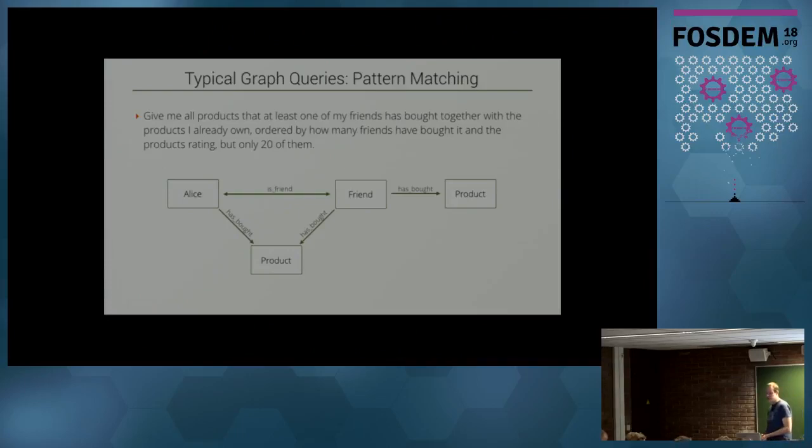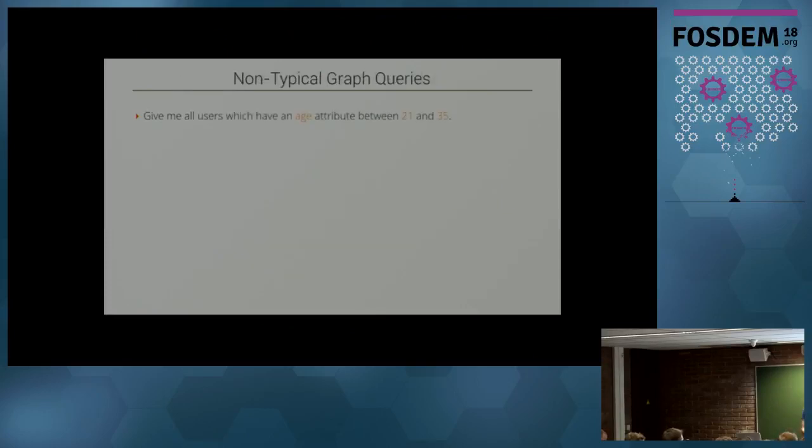Or, and now we make it a bit more complicated, give me all the products that at least one of my friends has bought, together with the products that I already own, but only 20 of them, or limit them by price, or whatever. And you see where this is going? This is a super simple recommendation engine, because probably what my friends buy, together with the stuff that I already have, is probably interesting for me as well. It's not the best one, but getting close.